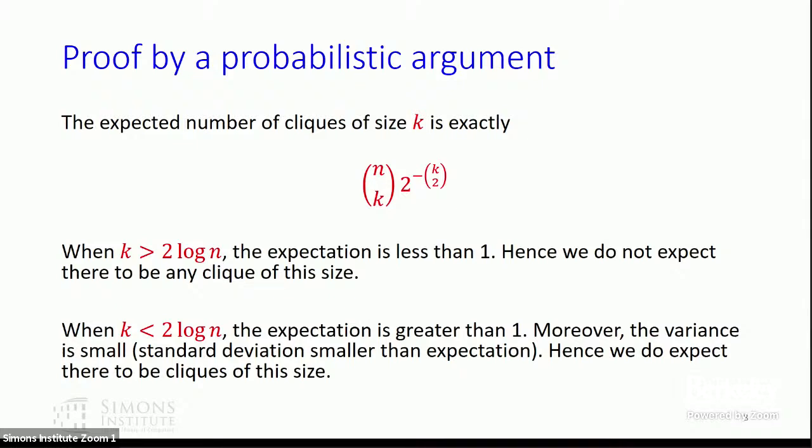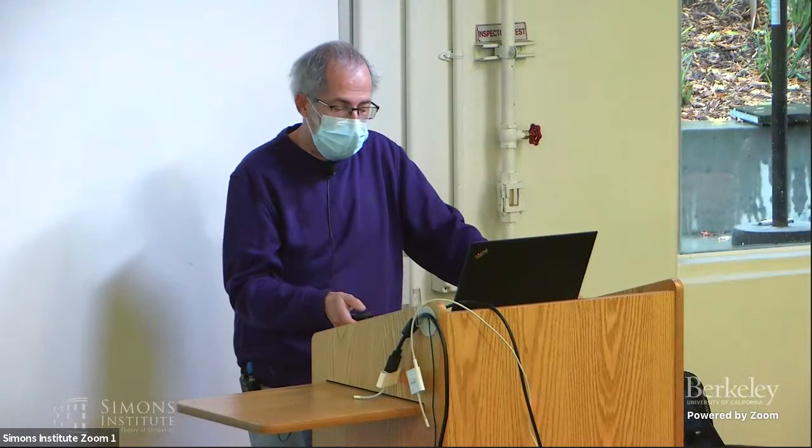And if you do the computation, if k is larger than 2 log n, up to lower order terms that I ignore here, the expectation is less than 1, so we don't expect to have any clique there of that size. And if k is smaller than 2 log n, the expectation is greater than 1. This by itself does not imply that there's a clique there, but since the variance can be shown to also be small, so that the standard deviation is smaller than the expectation, then we know that with high probability there is a clique there. So that's how we know that there are cliques of size roughly 2 log n in random graphs.